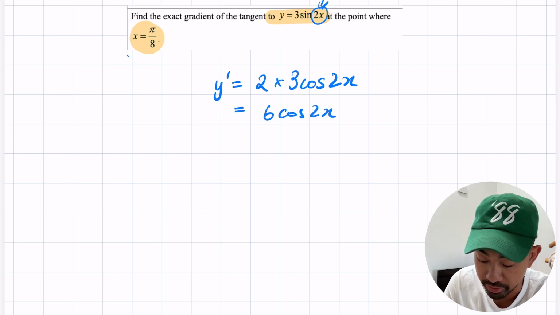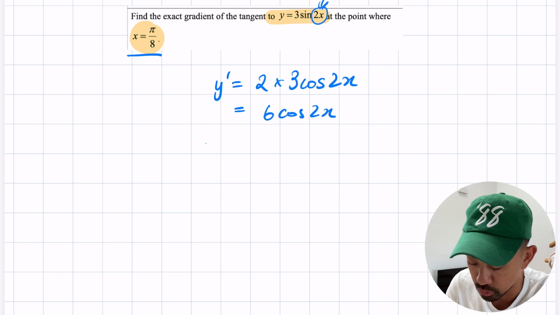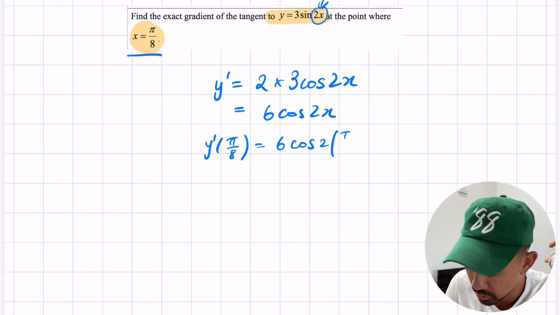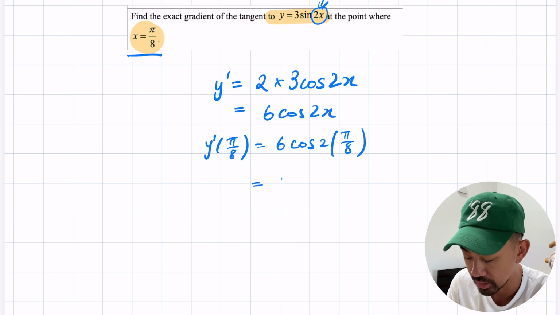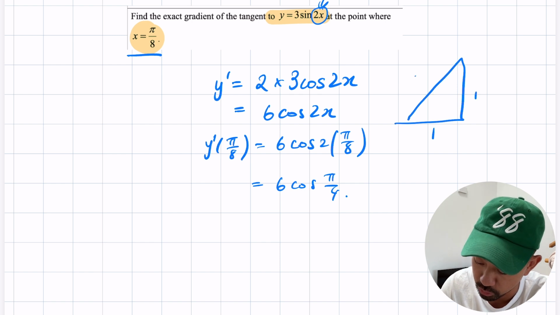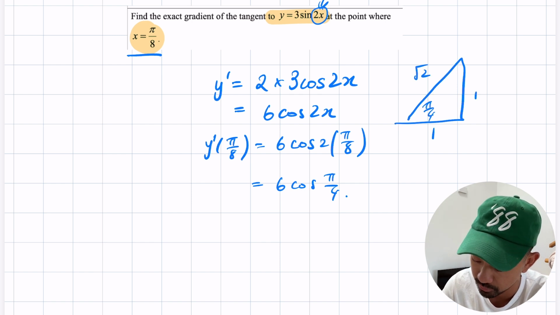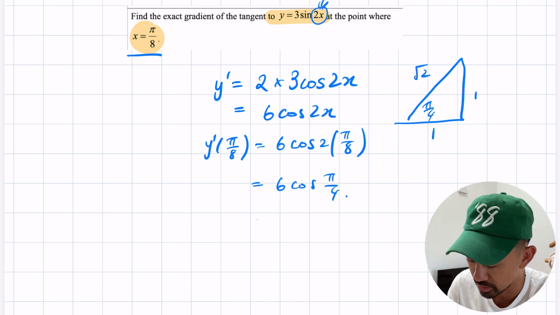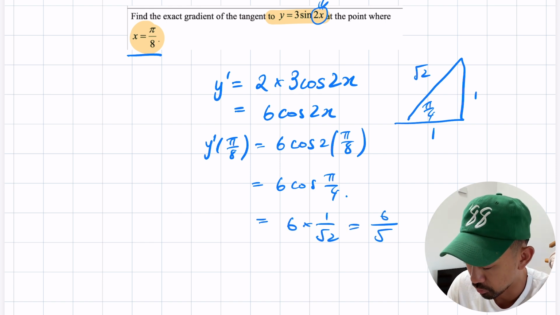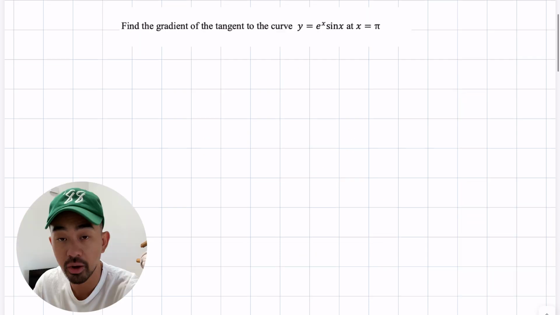Now I want to know the gradient at the point x equals pi on 8. So y dash when x equals pi on 8 will be 6 cos 2 times pi on 8. So what's that? 6 cos pi on 4, right? Well, what's cos pi on 4? Well, with my exact value triangle, I know pi on 4 is here. So adjacent over hypotenuse is 1 on root 2. So 6 times 1 on root 2 is 6 on root 2. Got it.